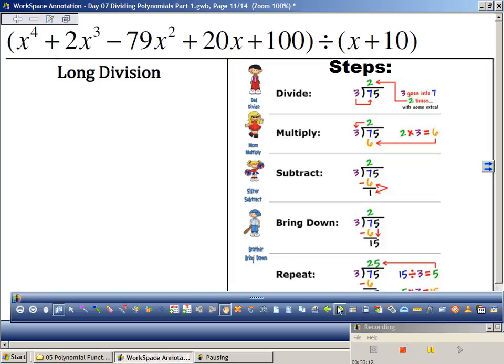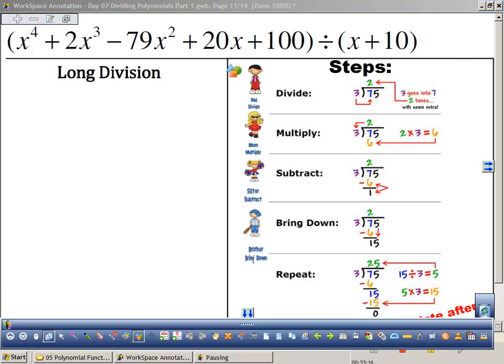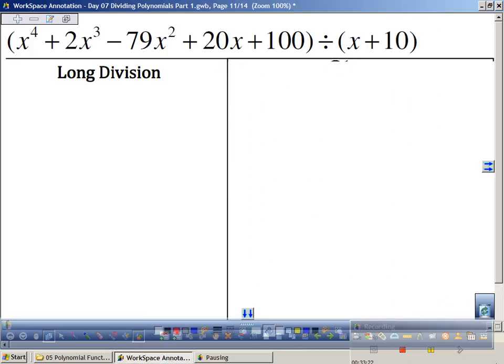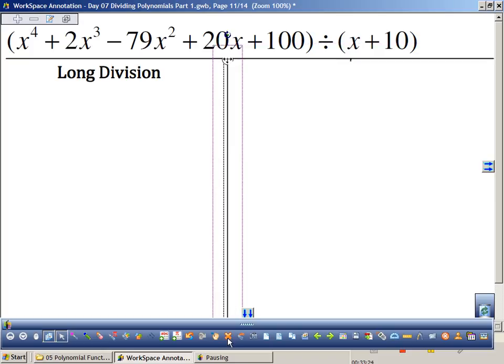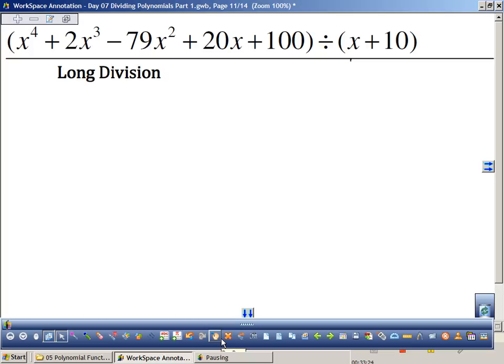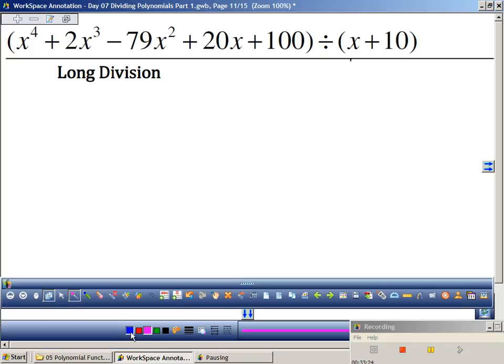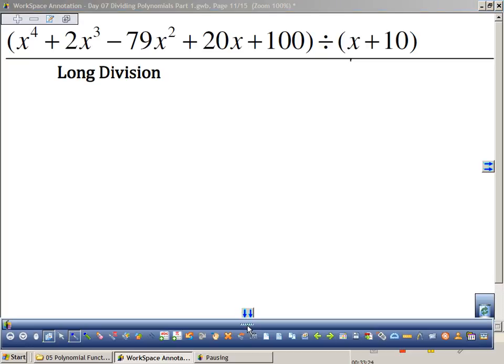Let's look at this one. I'm going to cover this up first. Yeah, because it's a long one. Okay. Start with the blue. Okay, how can you use this up?